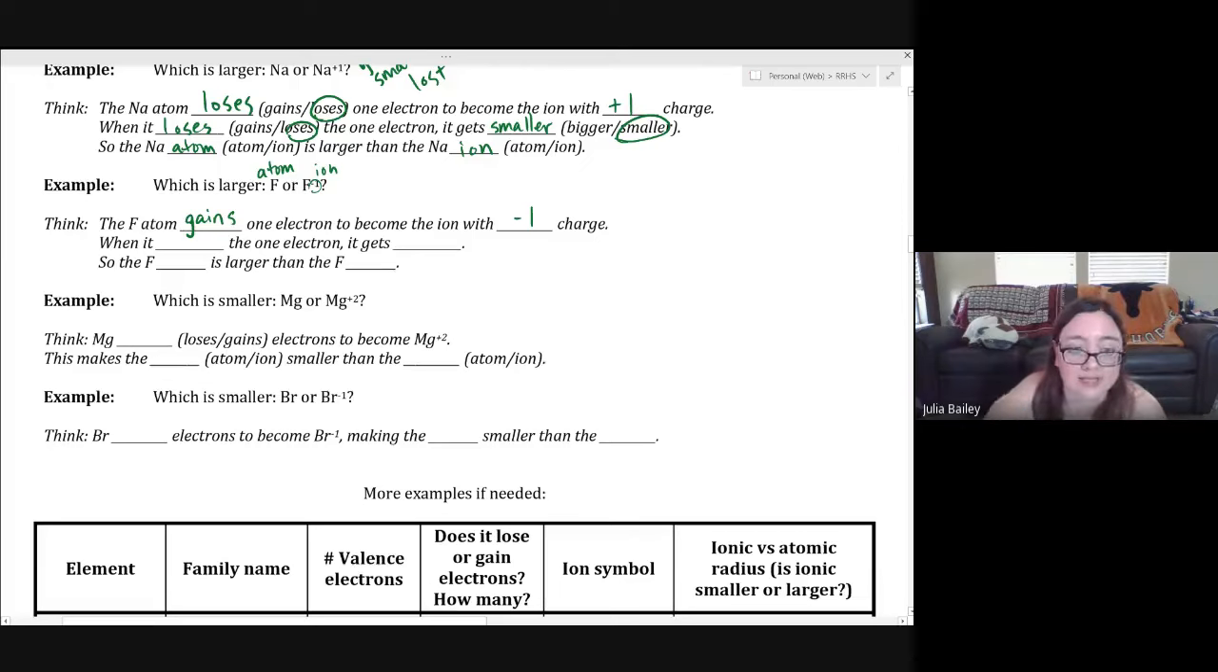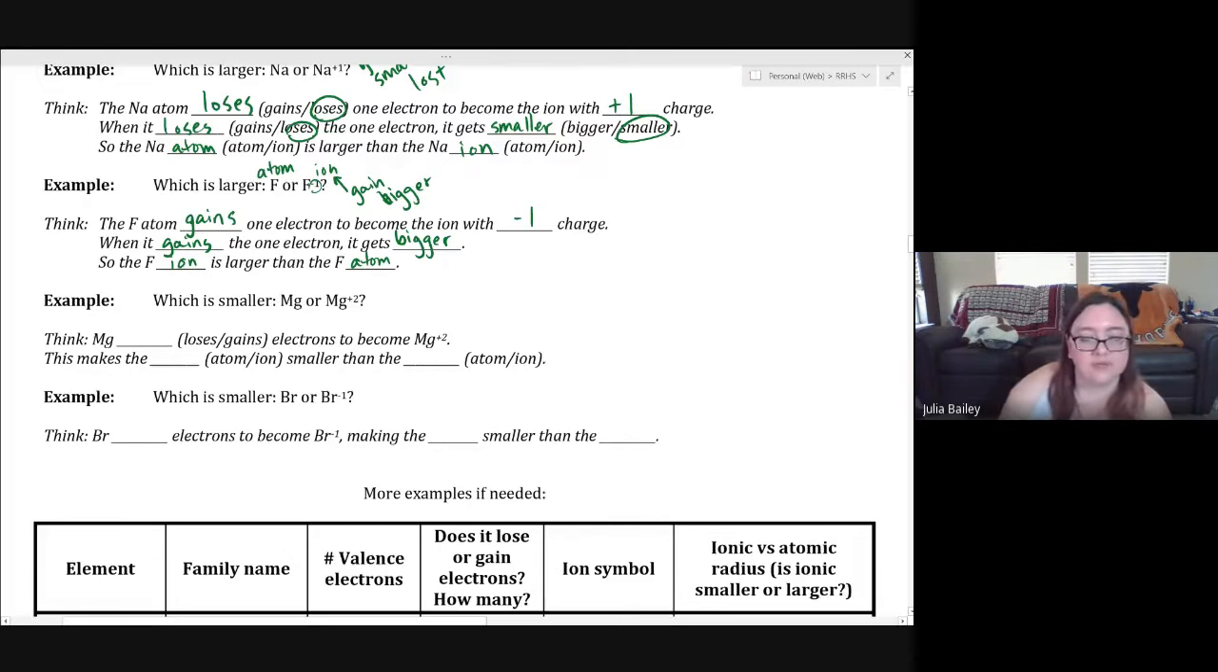So when it gains the 1 electron, is it going to get bigger or smaller? Gaining makes you bigger. So if the ion has gained and the ion is bigger, then the fluorine ion is larger than the fluorine atom.